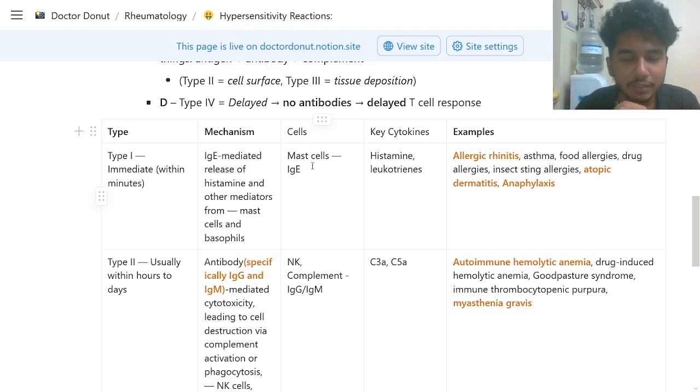The cells involved are the mast cells, which release IgE. The cytokines here are histamine and leukotrienes. Examples are allergic rhinitis, asthma, food allergies, drug allergies, insect sting allergies, atopic dermatitis, and anaphylaxis.